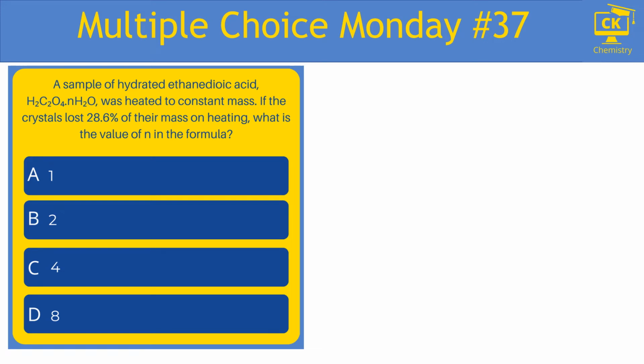This week's Multiple Choice Monday is about hydrated salt calculations. And one thing to realise when you come across a question like this is that it's really an empirical formula question. It's not exactly the same, but in an empirical formula, you're given either the masses of each element that's present or the percentage by mass, and you have to work that into moles to get a molar ratio. And for a hydrated salt question, it's the same idea.